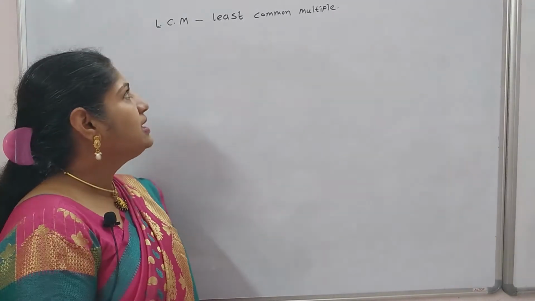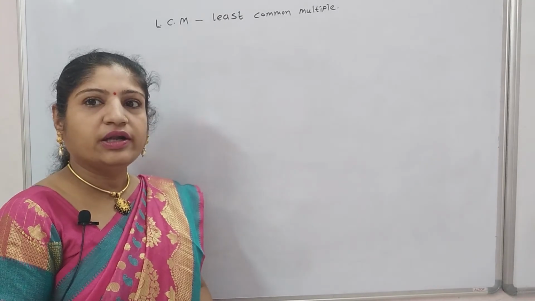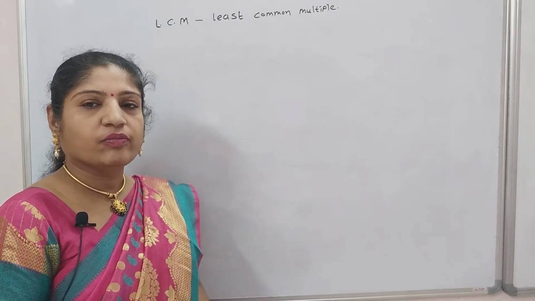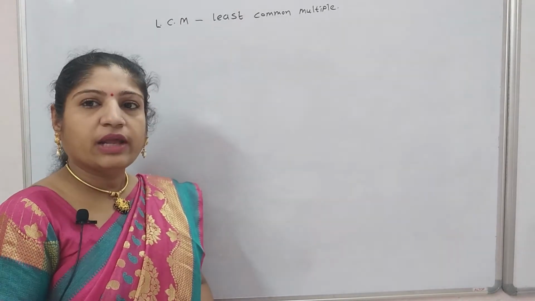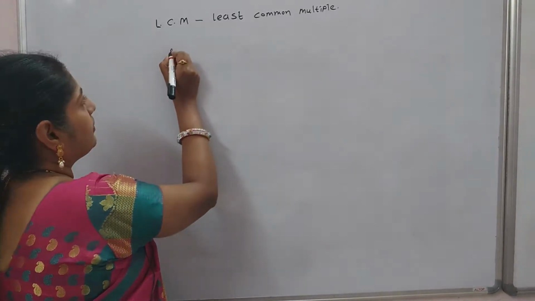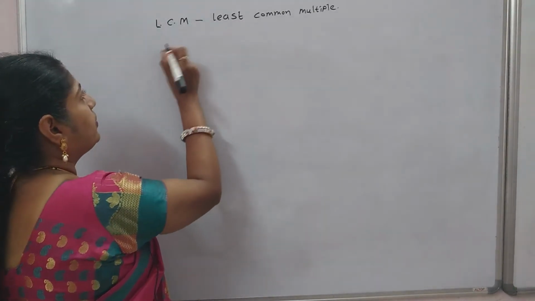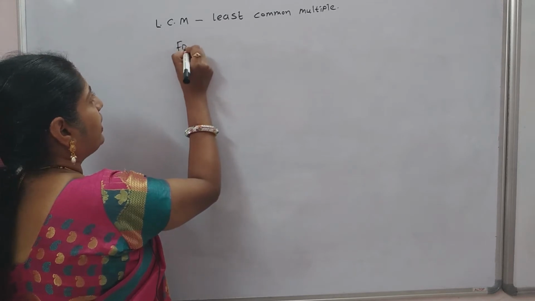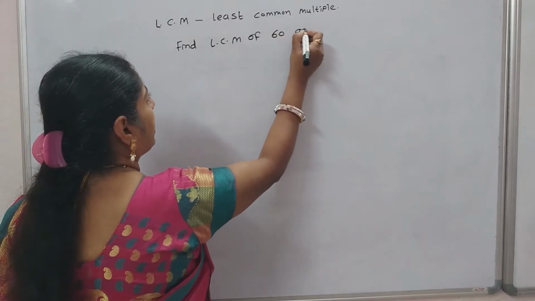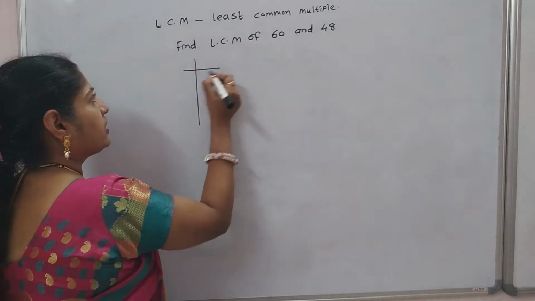Now LCM, least common multiple. First of all, we saw the listing method, writing down the tables. But when the numbers are greater, writing the tables is difficult. So there is another method, and the name of the method is the prime factorization method. For example, find the LCM of 60 and 48. First of all, the factorization method.